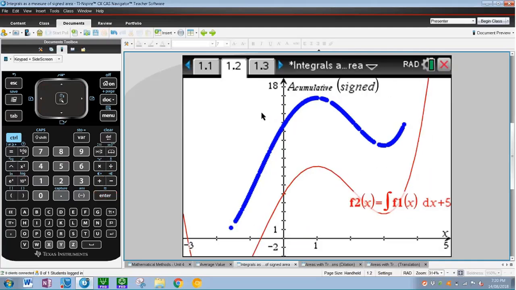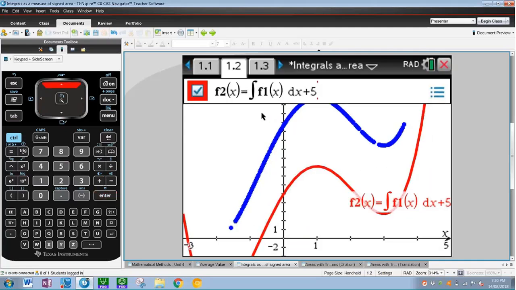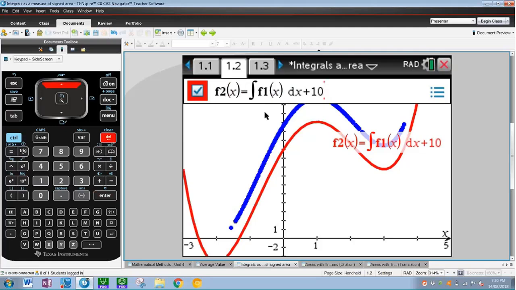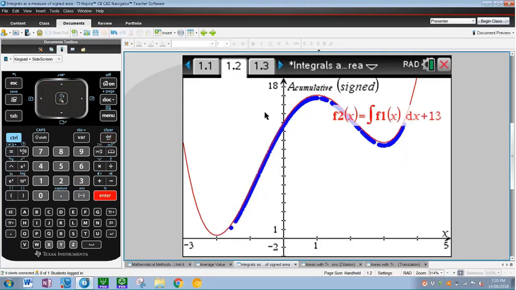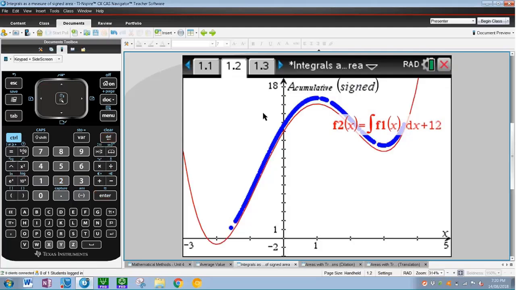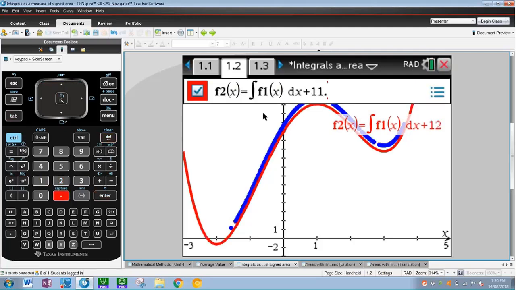Because sometimes your students might not trust you, or they might not believe that the red graph and the blue graph are in fact the same thing. You can start modifying things, and there you go. I think we've got it there. 12, ooh, almost. This is a lot of fun. 12.5. Okay, I think that's pretty close.